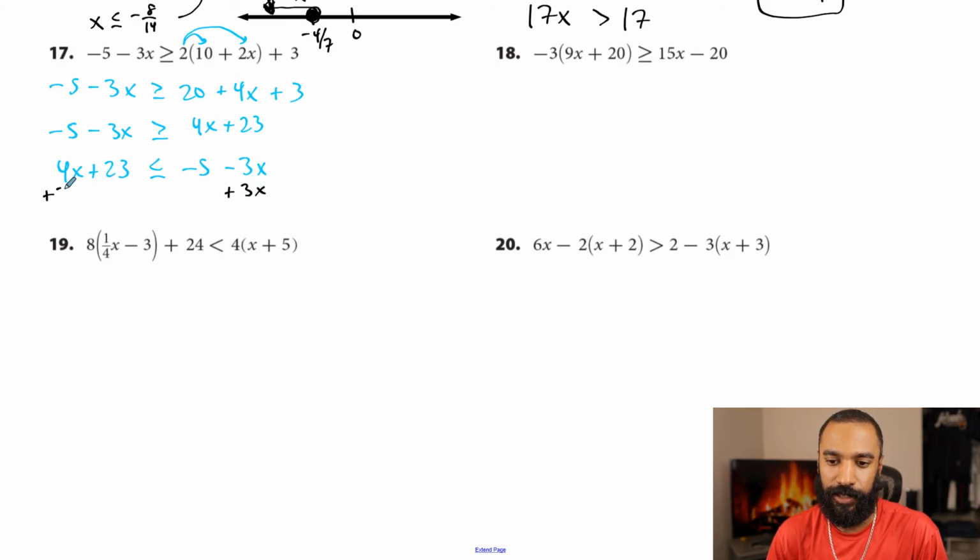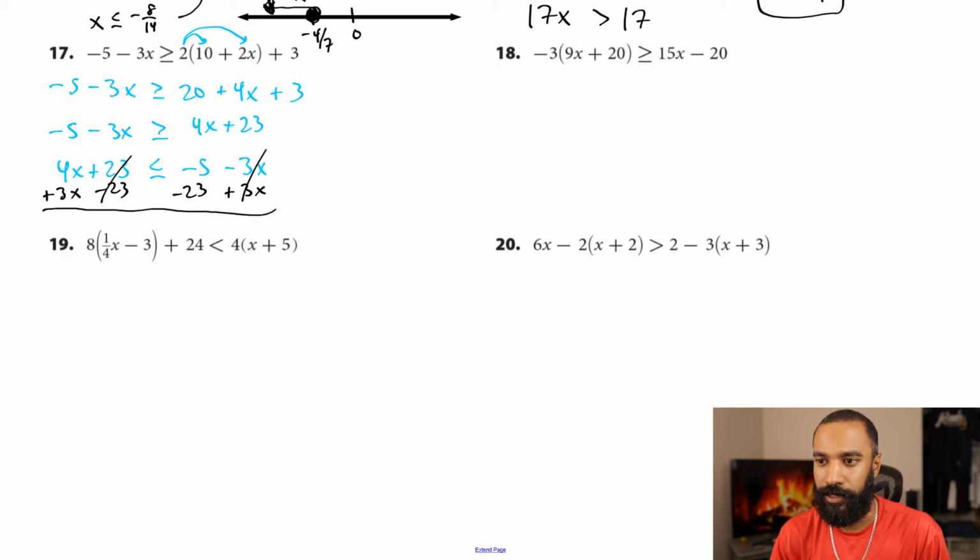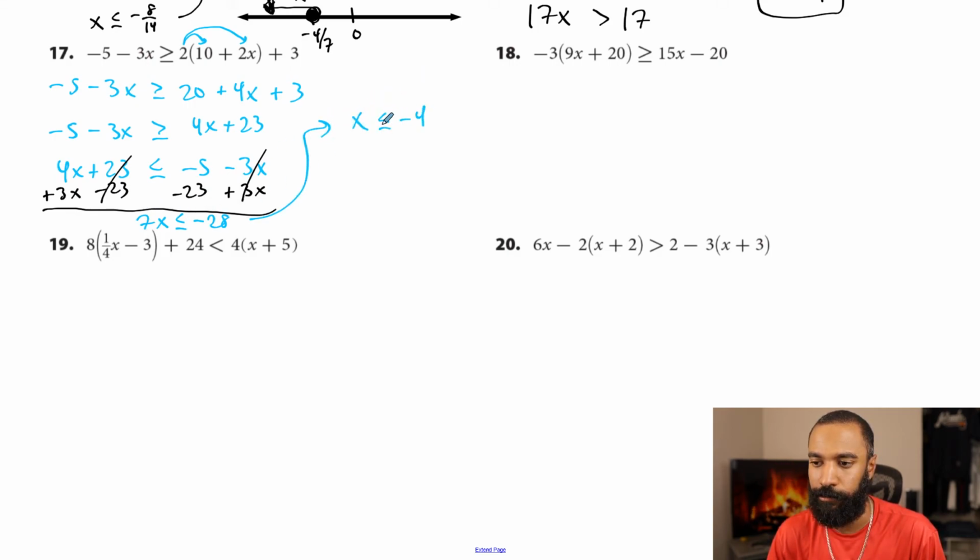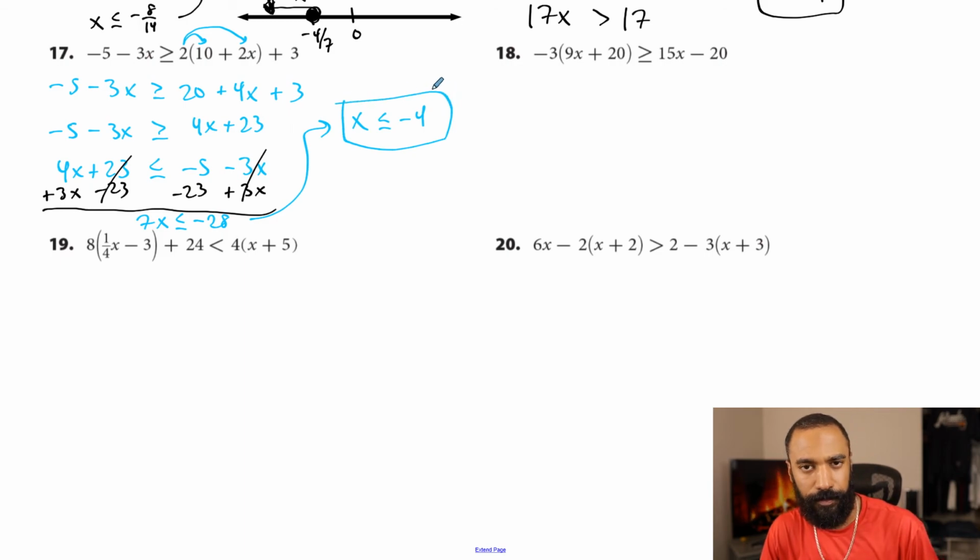Add 3x, subtract 23, all right? And now I have 7x is less than or equal to, this is a negative 28 right here, divide by 7, both sides, you get x is less than or equal to negative 4. Again, I'm not going to graph. I think you're making sense of it, hopefully.